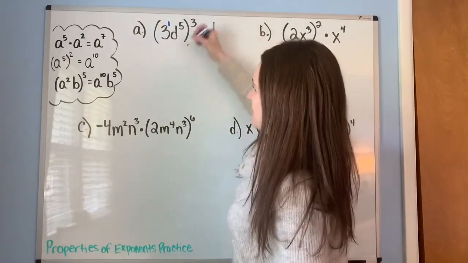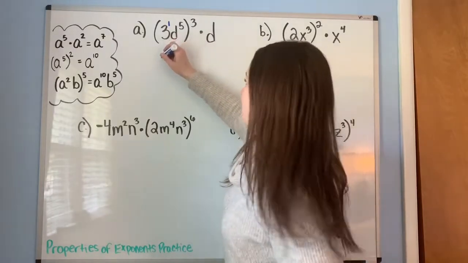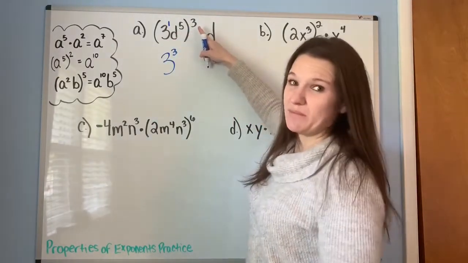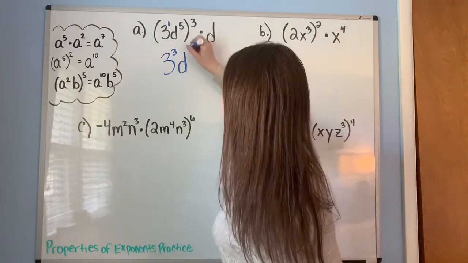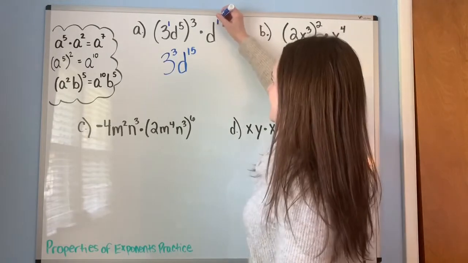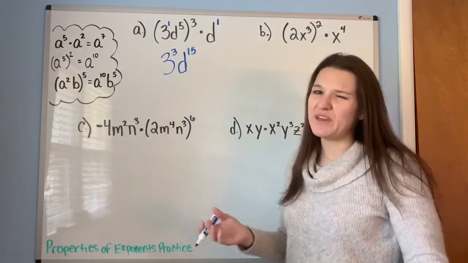1 times 3 is going to give me 3. Keep your base exactly the same. 5 times 3 is going to give me 15. The base is the same. Now, same thing right here. We know the exponent is 1.